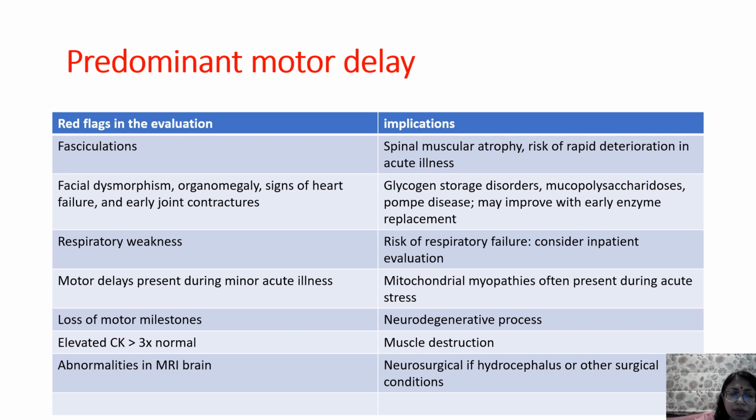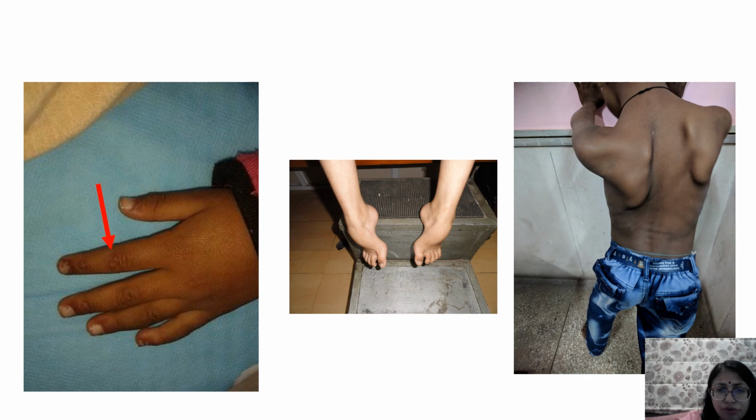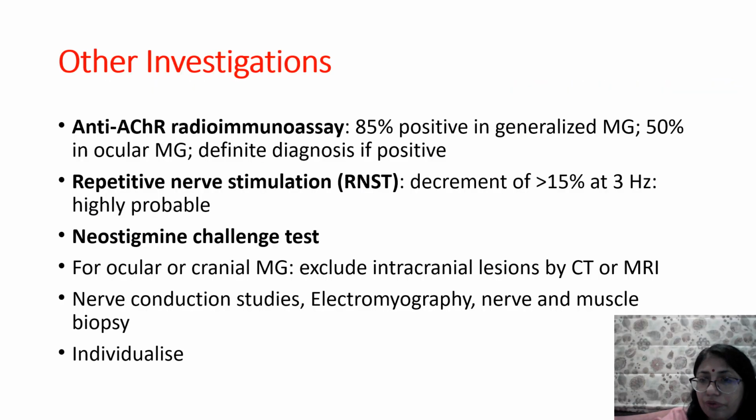If creatine kinase is elevated more than 3 times normal, think that muscle destruction may be happening. If there are abnormalities in brain MRI, you see whether additional neurosurgical involvement is needed, especially if there is hydrocephalus or conditions like Arnold-Chiari malformation, where neurosurgical intervention might help. So a few pictures: Gottron papules in the case of dermatomyositis, pes cavus in the case of a peripheral neuropathy, and scapular winging in the case of muscular dystrophy.